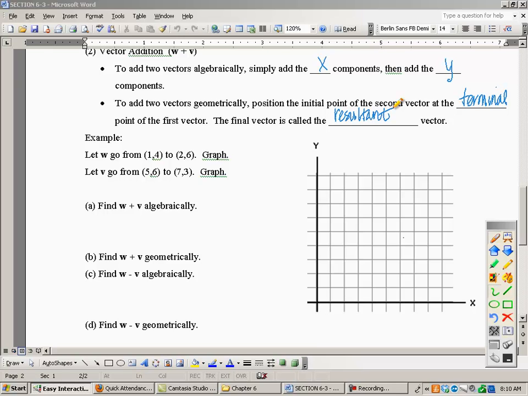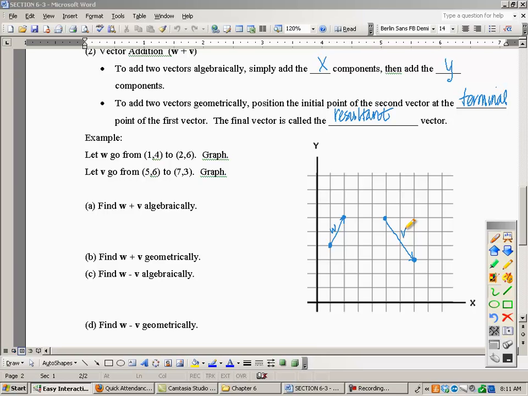I'm going to start with W, and each part that I do, I'm going to make a different color so you can see. So if you have a couple of colors of pencils or crayons or something, grab those now. W goes from 1, 4 to 2, 6. Okay, so this is my W vector. And V goes from 5, 6 to 7, 3. Okay, 5, 6 to 7, 3, so it ends there. This is my V.